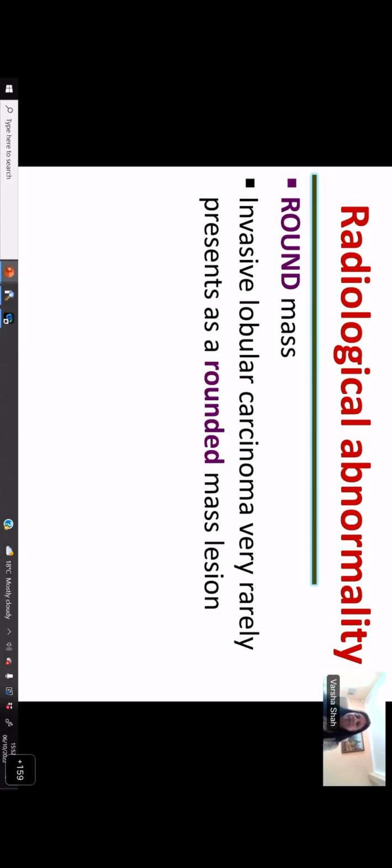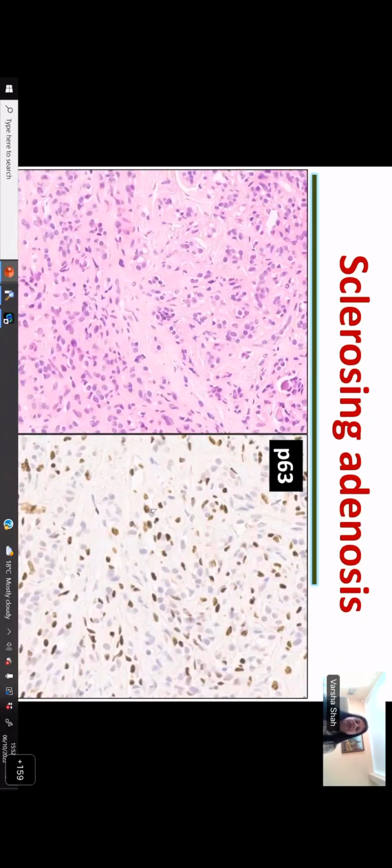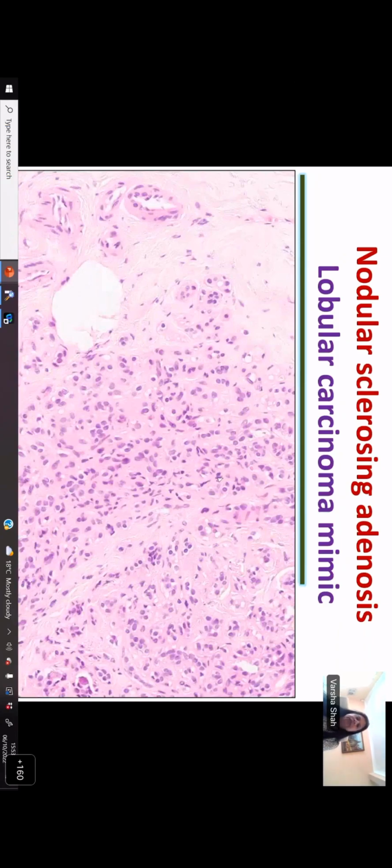So this was sclerosing adenosis, and you can see the P63 stain highlights the myoepithelial cells. So this was a nodule of sclerosing adenosis, B2, no need to do anything more. Do not excise it, unless, of course, the patient wants it out. So nodular sclerosing adenosis is a lobular carcinoma mimic.